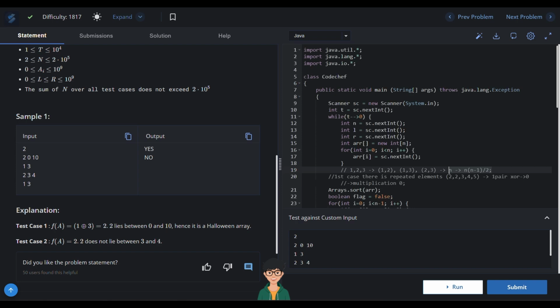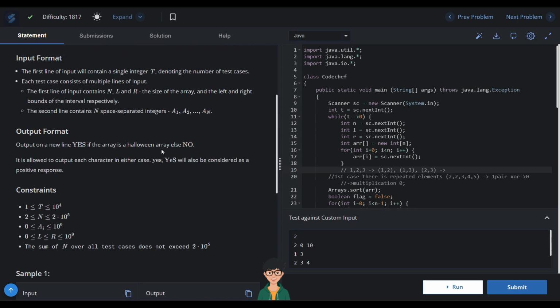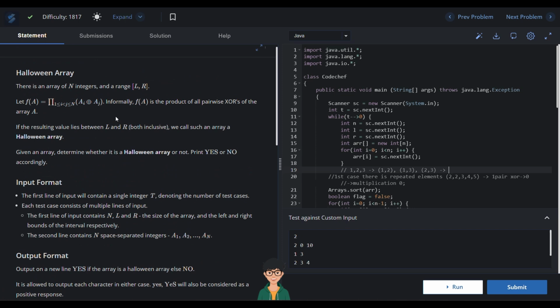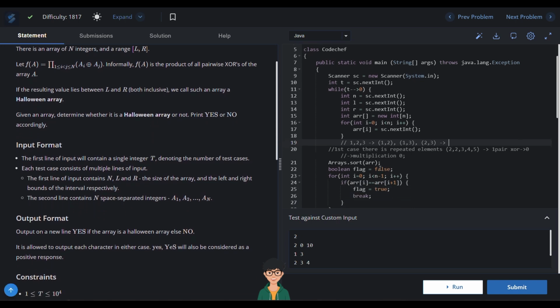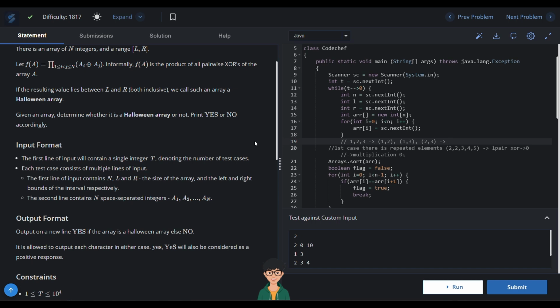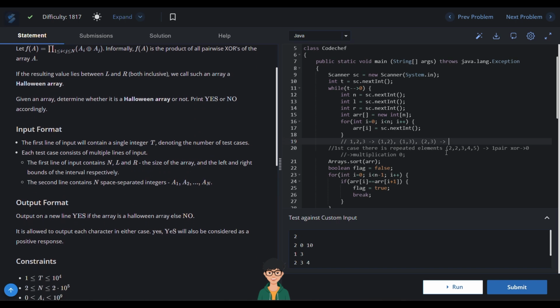Okay, so you have to form all those pairs, do XOR of them, and then multiply them. And you have to then tell whether it is lying in the range or not. So the observation in this is, what if the elements are repeated in the array? We know the concept: if we XOR two elements which are the same, then we will get zero. This happens in case of XOR.